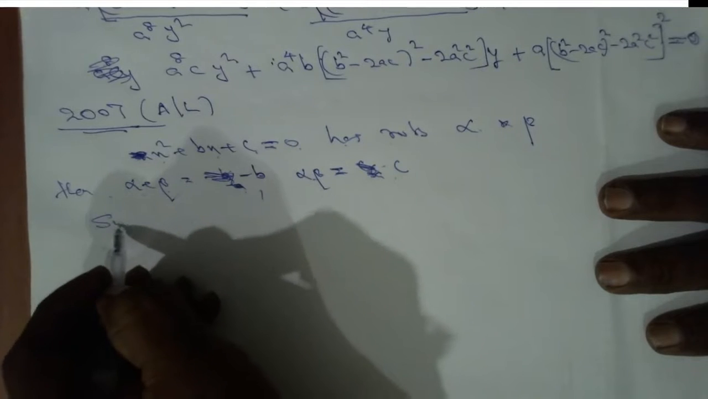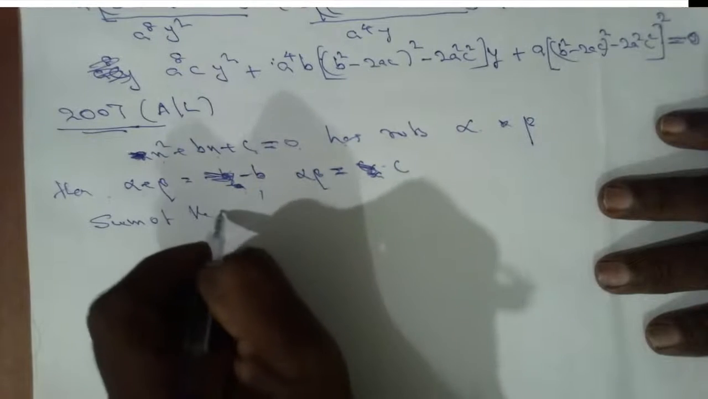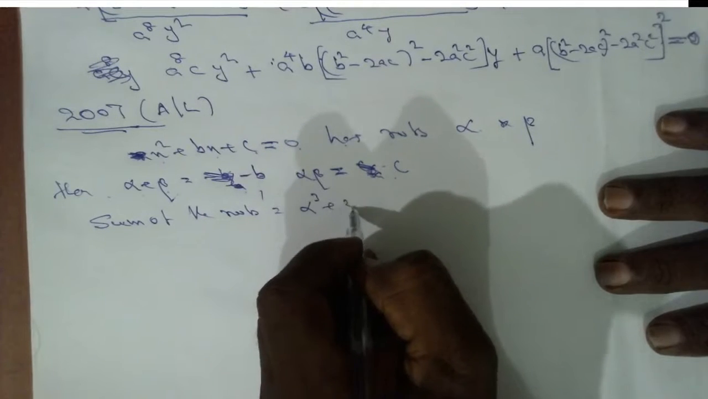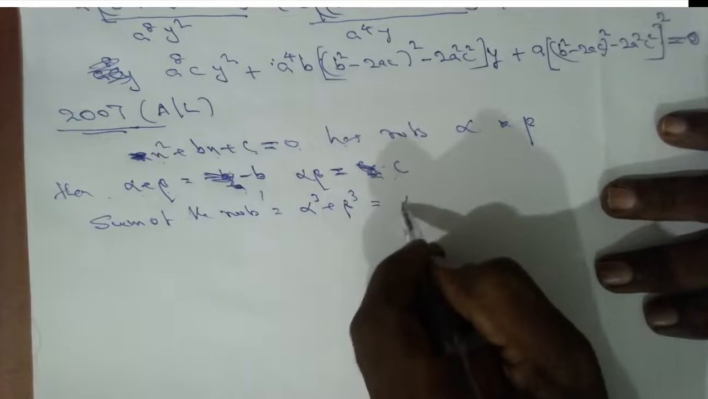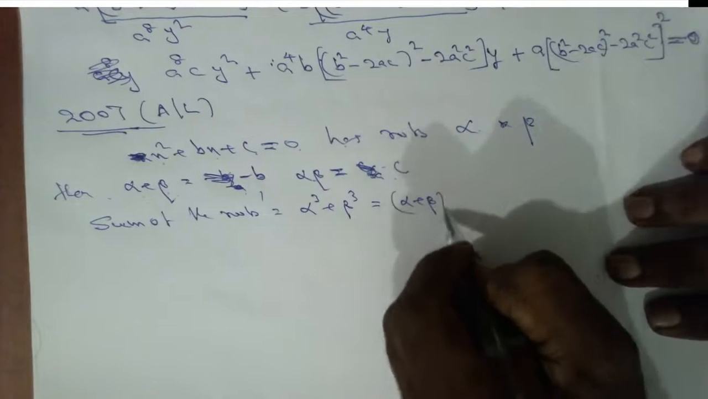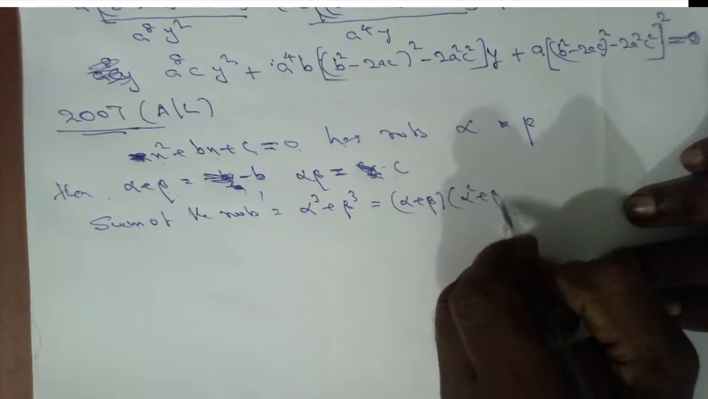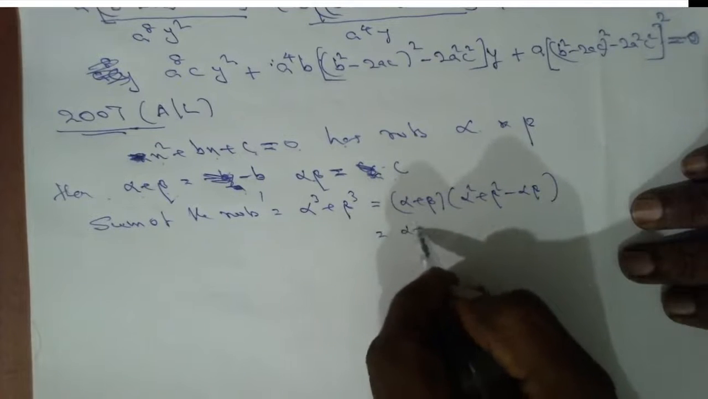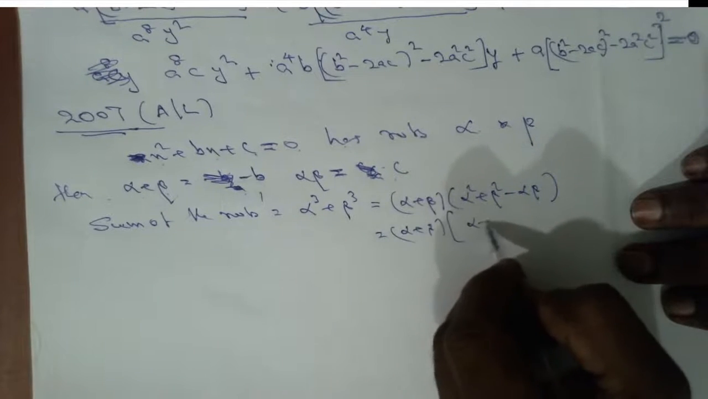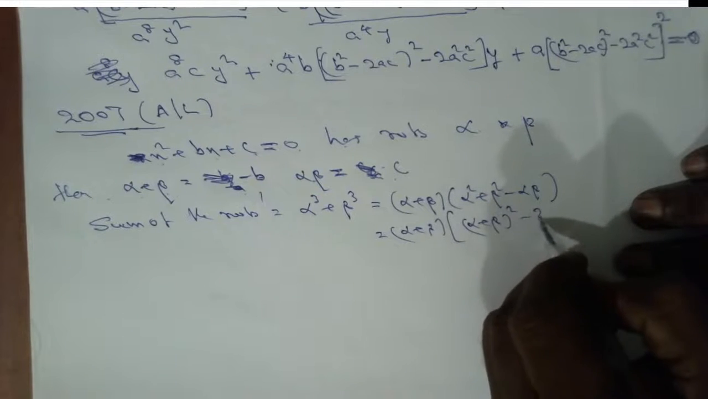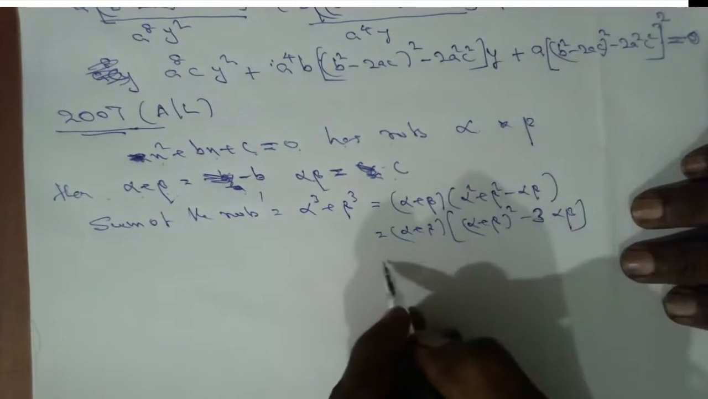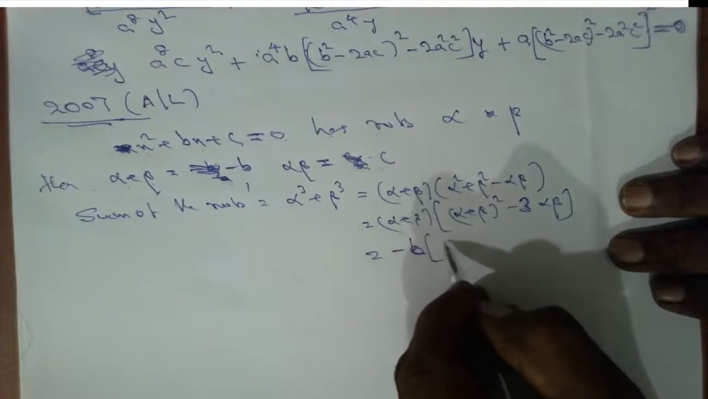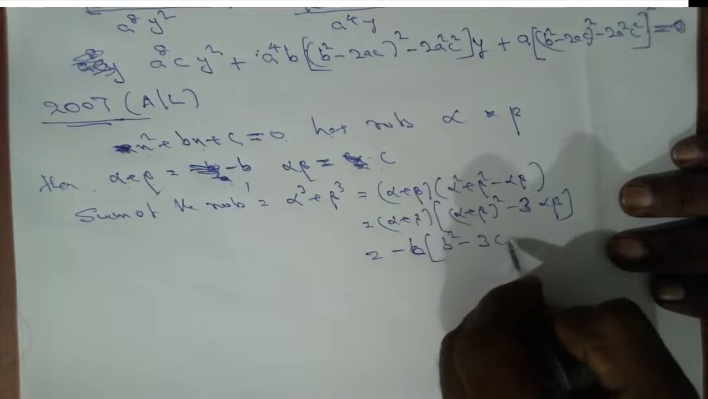So if you take the sum of the roots, alpha cube plus beta cube, you can put alpha plus beta times alpha squared plus beta squared minus alpha beta, which is alpha plus beta whole thing squared minus 3 alpha beta. So alpha plus beta is minus b, alpha beta is c: minus b times b squared minus 3c.